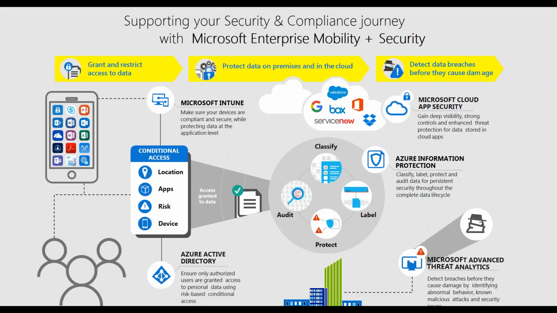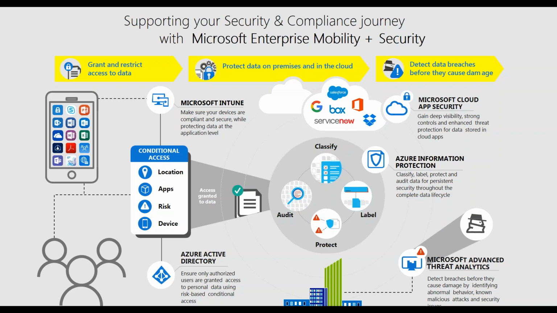Over to the right there, you can see Microsoft Cloud App Security. This allows you to gain deep visibility and provide strong controls and enhanced threat protection for data stored in cloud apps. And then finally, we have Azure Information Protection. Now, Azure Information Protection out there isn't really known that much, but effectively it allows you to classify, label, protect, and audit data for persistent security throughout the complete data lifecycle. Azure Information Protection is a cloud-based solution that helps you do all of these things. This can be done automatically by administrators who can actually define rules and conditions. It can be done manually by users, or a combination where users are given recommendations.